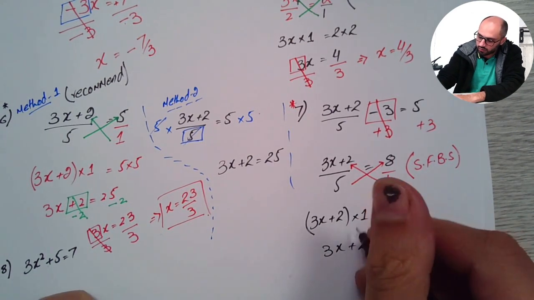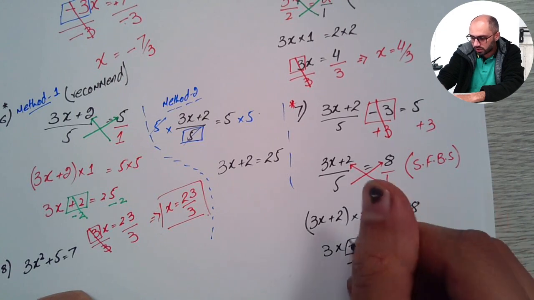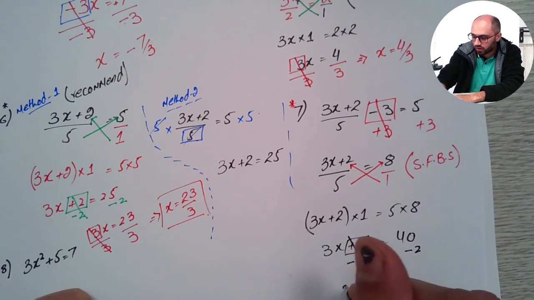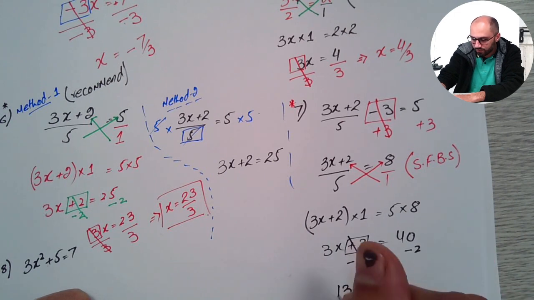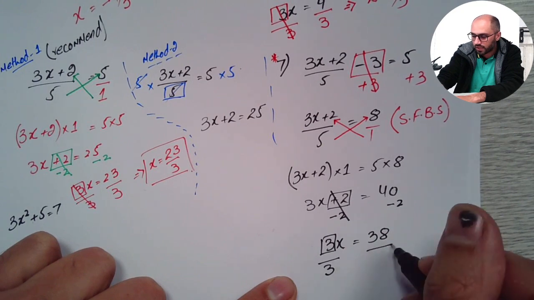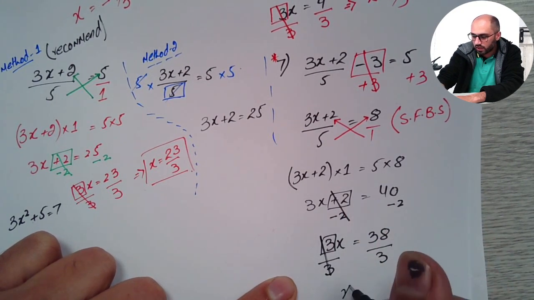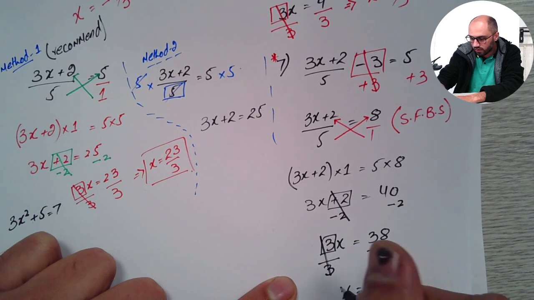So how do I get rid of this plus 2? I'll do minus 2 on both sides. This is gone. Leaves me with 3x being equal to 38. To get rid of this 3, you'll have to divide both sides by 3. You are then left with x being equal to 38 over 3.